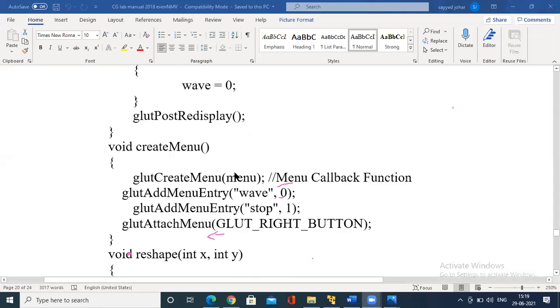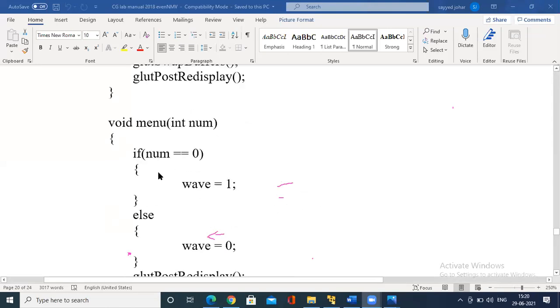So else wave 0. Wave 0 means you need to flutter. We have attached the mouse button using glutAttachMenu with the right button. On clicking the right button, you will get the menu called wave 0 or stop 1. This is menu driven, as I had explained to you.